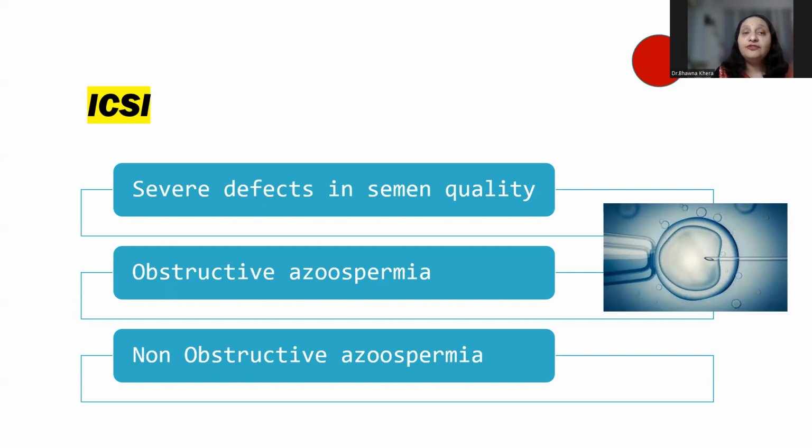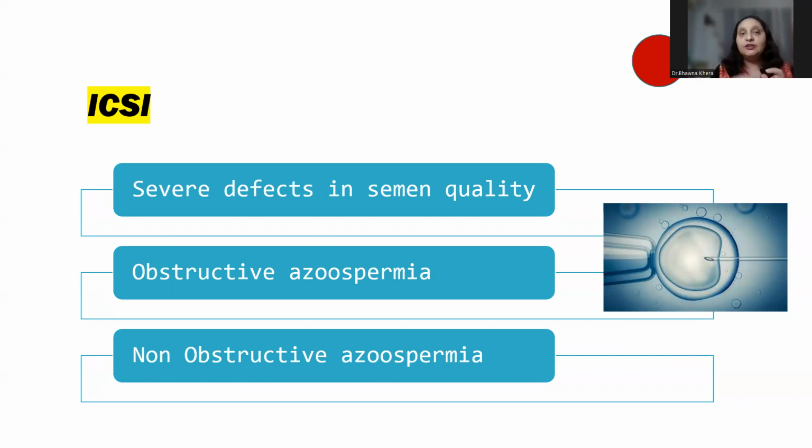Now, what is the role of ICSI? ICSI is intracytoplasmic sperm injection. What is the difference between IVF and ICSI? In IVF, fertilization takes place in vitro, that is outside the body. You take the ovum, you take the sperm, and you create an embryo in vitro. But you allow the sperm to fertilize naturally. You just bring them together and then the sperm fertilizes the ovum in a natural way.